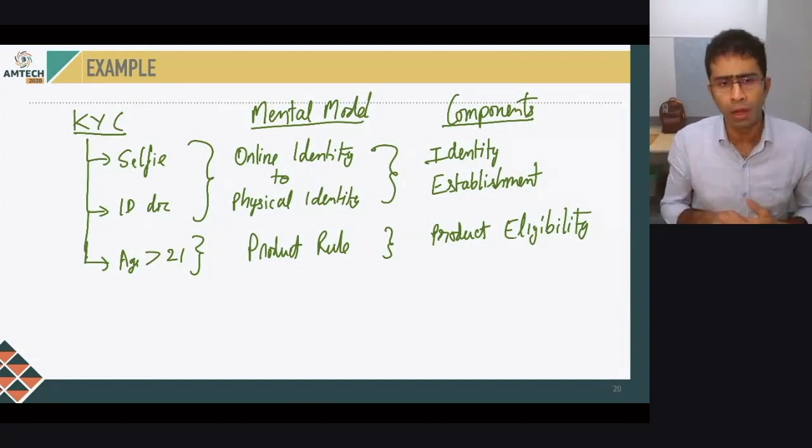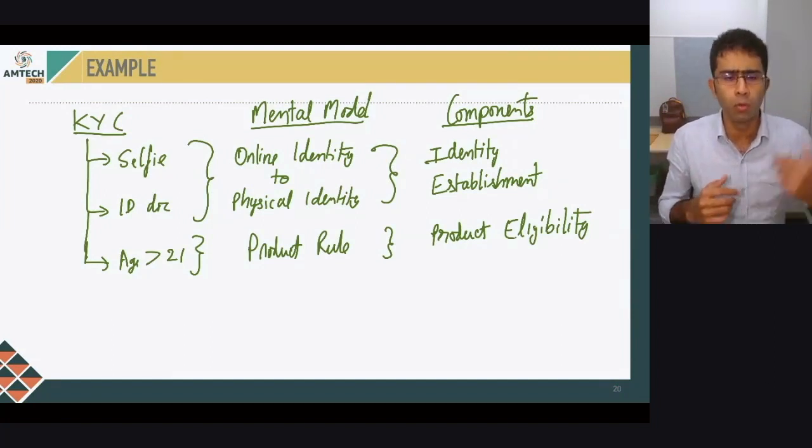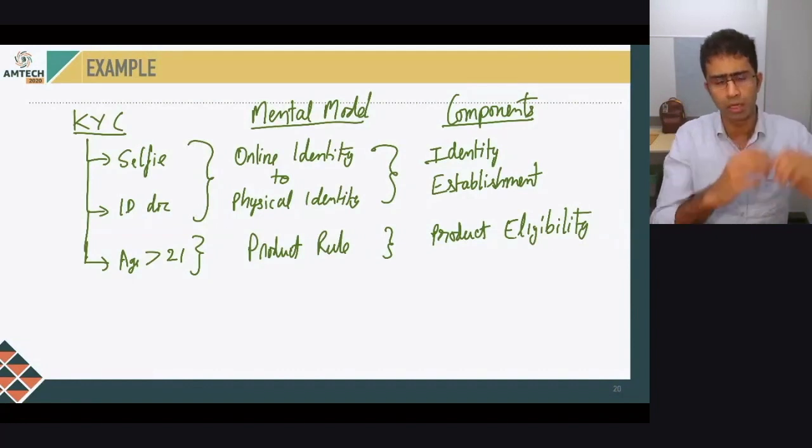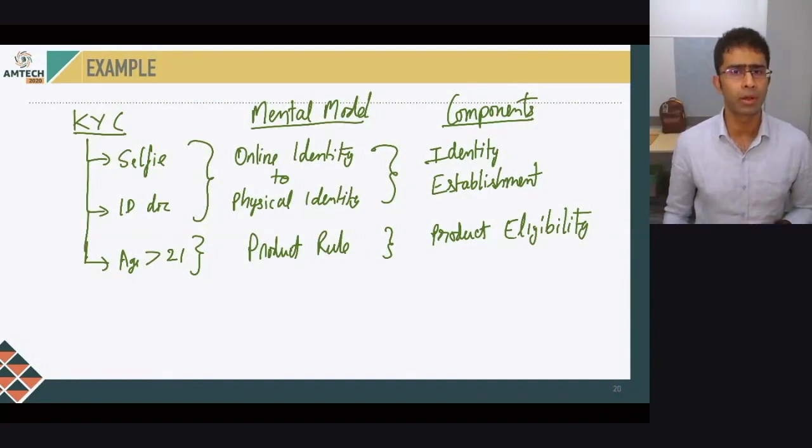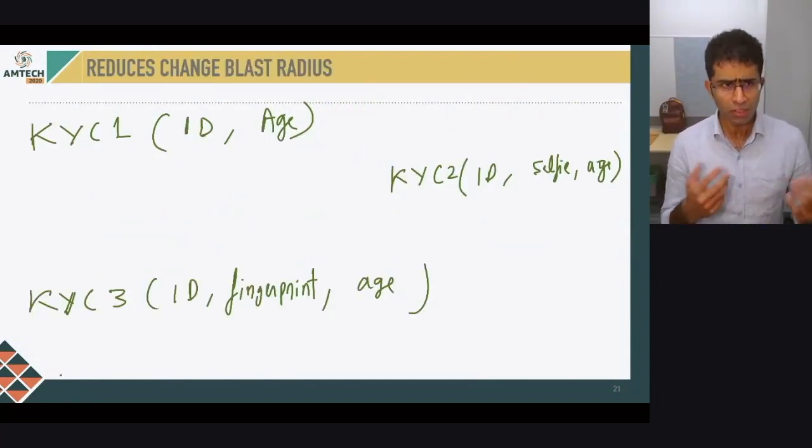But is that the only benefit? Well, let's see. In my view, there are two main benefits you get out of putting in a mental model and connecting that to the components. The first is this: it reduces the change blast radius.